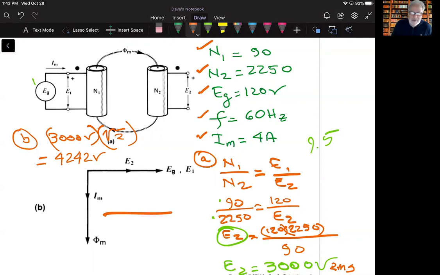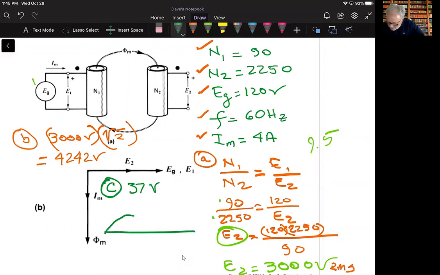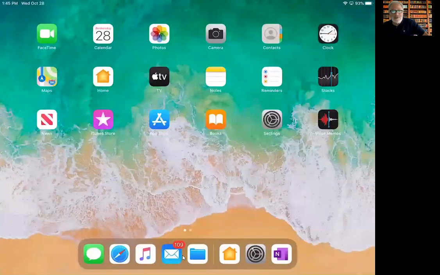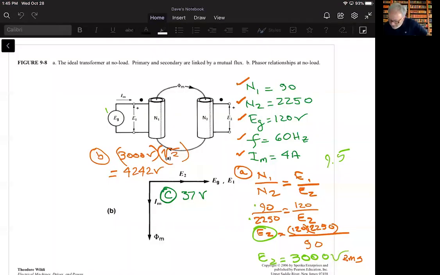And then the third part asks for the instantaneous voltage across the secondary when the instantaneous voltage across the primary is 37. Again, remember all of this is sinusoidal, and he's asking us for an instantaneous value. I just lost something here. Looks like my application stopped. Hold on, let's see if I can get back.